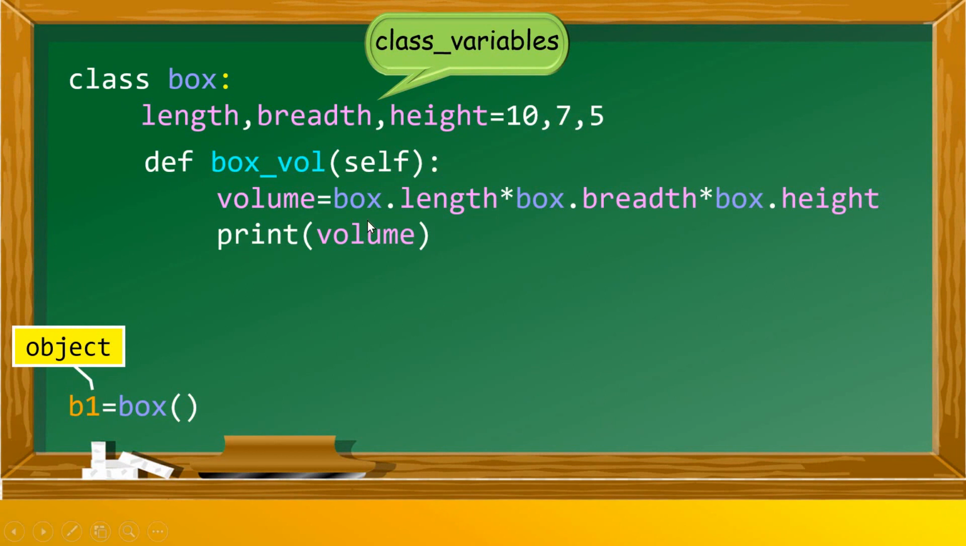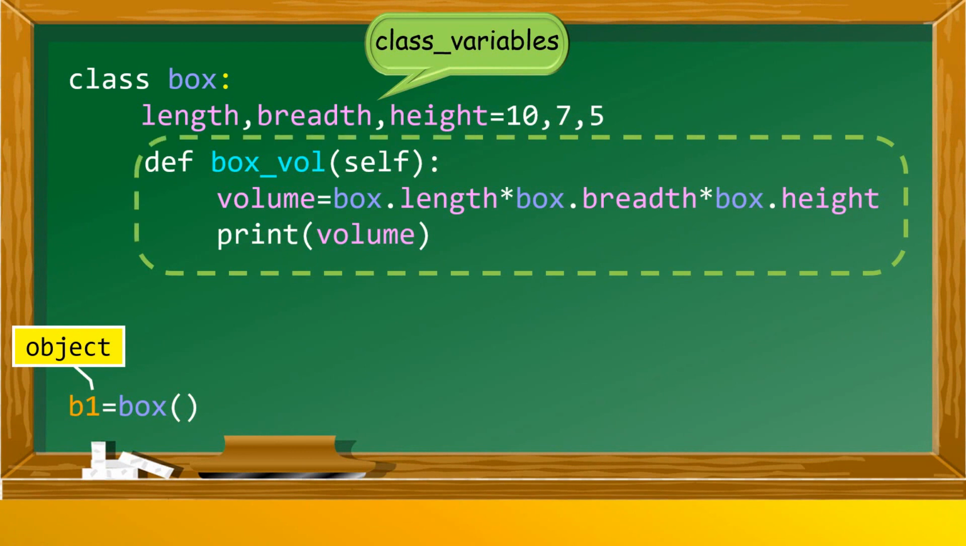Observe carefully. Here I am using length as box.length. So class variables which are accessed within another function must be referred to with the class name: box.length, box.breadth, box.height. So this function definition in Python is called a method. That is, any function you define within a class is not to be called a function, but it should be called a method.